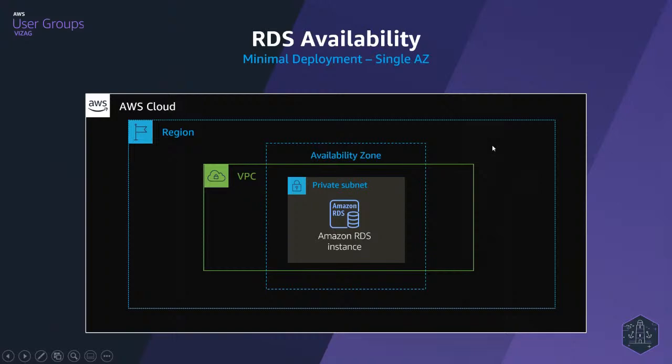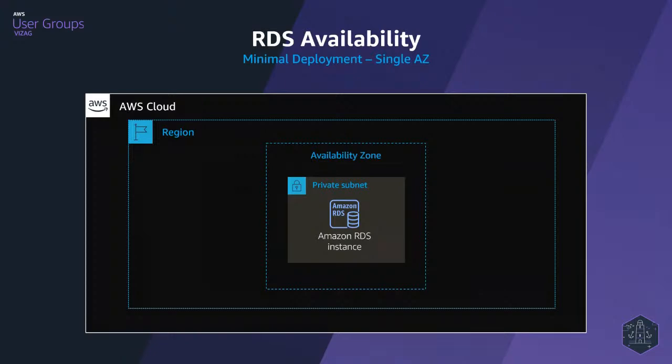So let's talk about availability for databases, RDS availability. You have the AWS cloud, within which you have your regions and the availability zones. Now there is the concept of VPCs and subnets, but for right now, I'm going to remove this VPC from the screen so that there's no confusion here. Just understand that there is also something called a VPC, inside which you have subnets, etc.